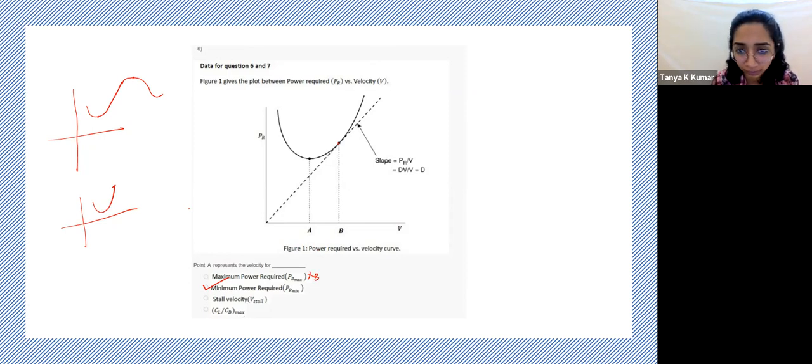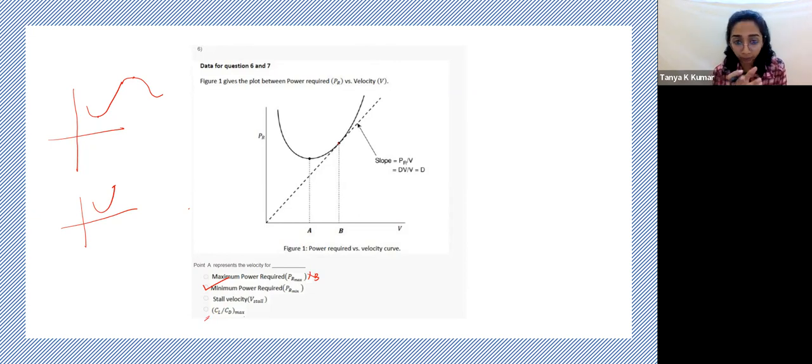Is it stall velocity? He told the right answer. The right answer as per the key is CL by CD max for point B. But why is it CL by CD max? What is CL by CD max?